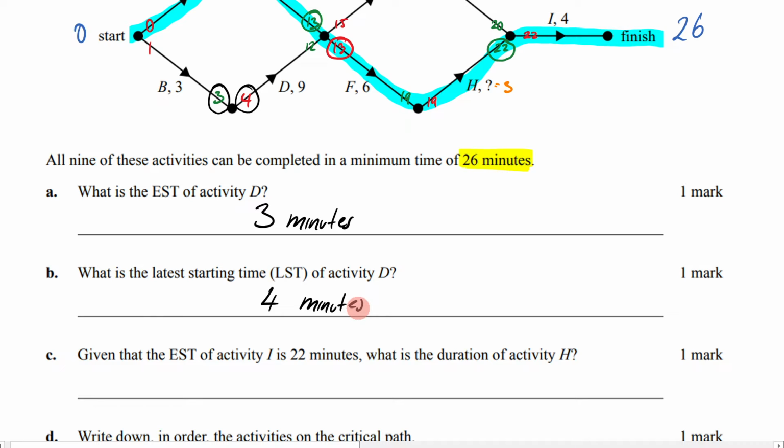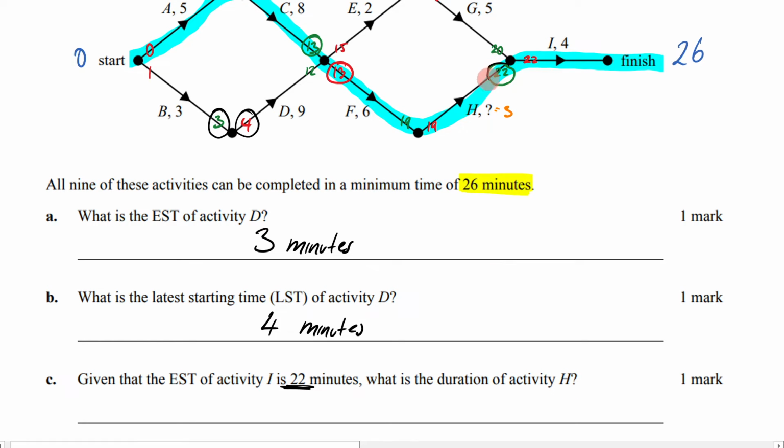We keep on going. It says, given that the early start time of activity I is 22 minutes, so that is referring to this 22 minutes here, what is the duration of activity H? Well, we've already figured out the duration of activity H is 3 minutes. But do you note how they're getting us to answer this question a little bit differently? They've given us this 22 here. And now they're saying, what is this going to be if you know this is 22?